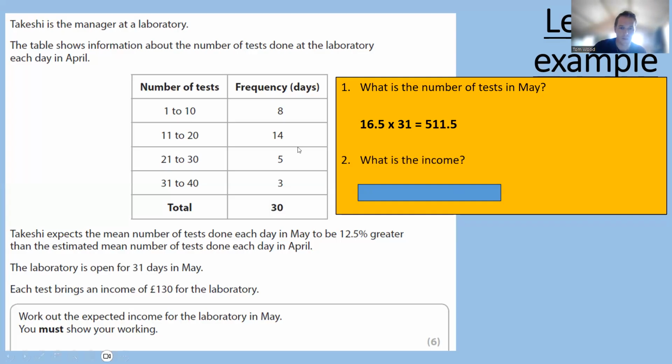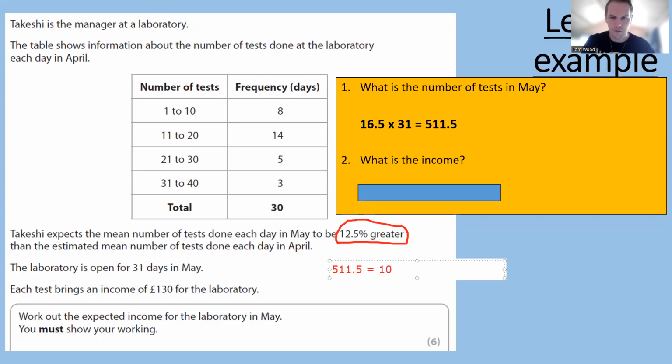Now, there is actually one extra step here, which I think I've missed out in this PowerPoint, so I'll have to re-amend this. The number of tests done in May will be 12.5% greater. So I'm just going to very quickly amend this while I can. We need to include this part here. You can see, even for me as a qualified maths teacher and tutor, these can be difficult questions. So I need to increase this amount, 511.5, by 12.5%.